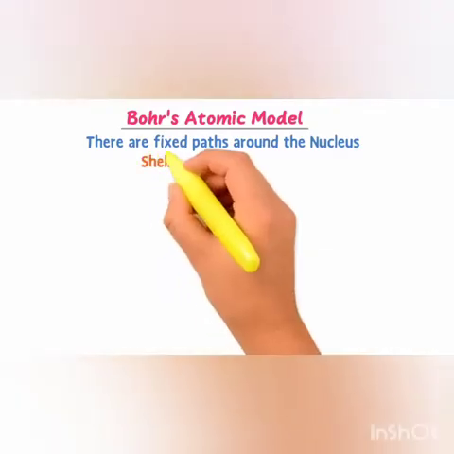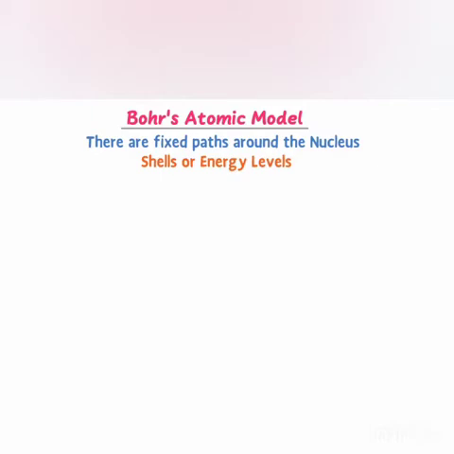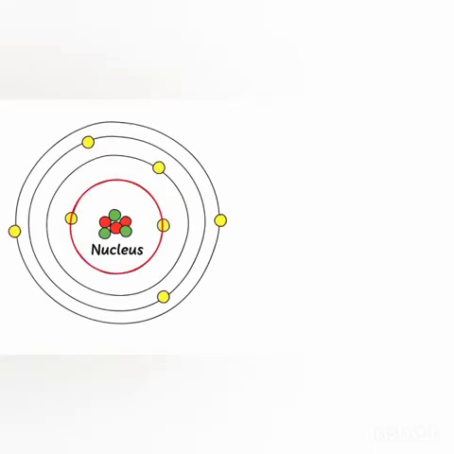There are fixed paths around the nucleus called energy shells or main energy levels. It is represented by the letter N, and we know it is a planetary model, with the nucleus at the center and the electrons revolving. So this is designated by the principal quantum number.